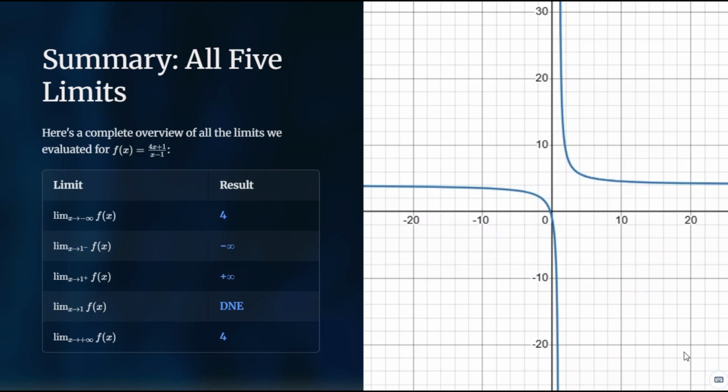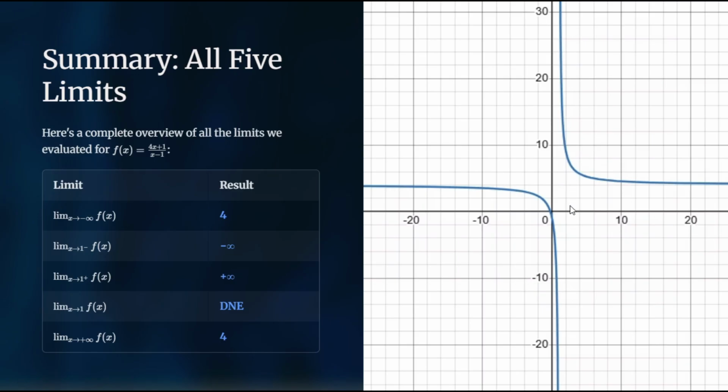Let's recap. Here's a complete overview of all the limits we evaluated for f of x equals 4x plus 1 over x minus 1. The limit as x approaches negative infinity is 4. We can see here on the graph as x goes towards negative infinity, the function approaches 4. The limit as x approaches 1 from the left is negative infinity, and you can see that here on the graph. As x approaches 1 from the right, the function goes towards positive infinity.